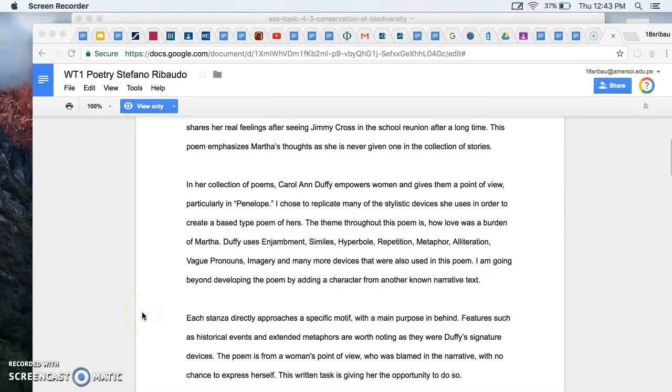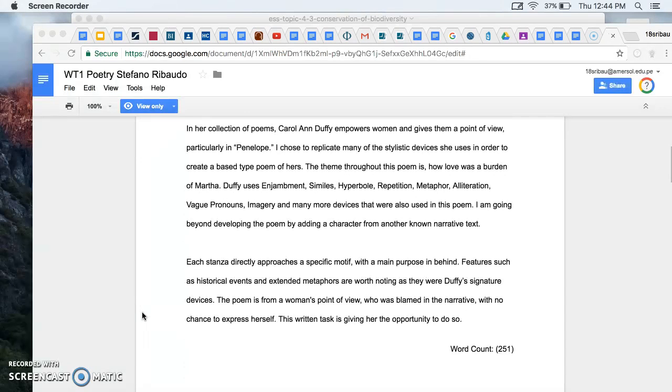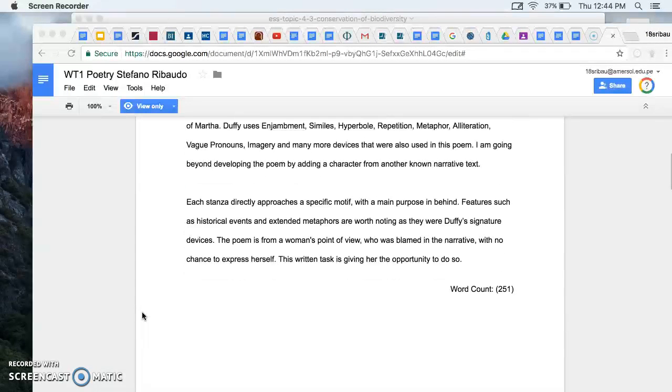In her collection of poems, Carol Ann Duffy empowers women and gives them a point of view, particularly in the poem Penelope. I chose to replicate many of the stylistic devices she uses in order to create a pastiche of hers. The theme in this poem is how love was a burden for Martha. Like Duffy, enchantment, similes, hyperbole, repetition, metaphors, alliteration, vague pronouns, imagery, and many other devices are used in this poem. I am going beyond by developing the poem by adding a character from another known narrative text.